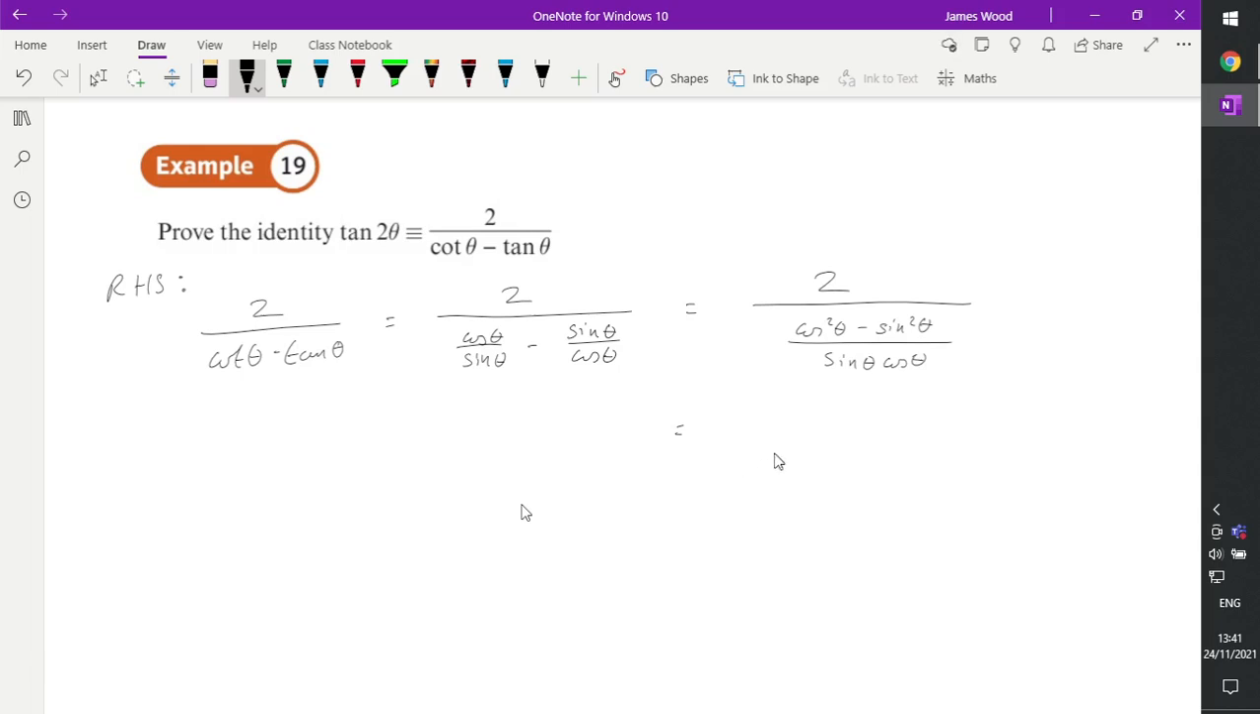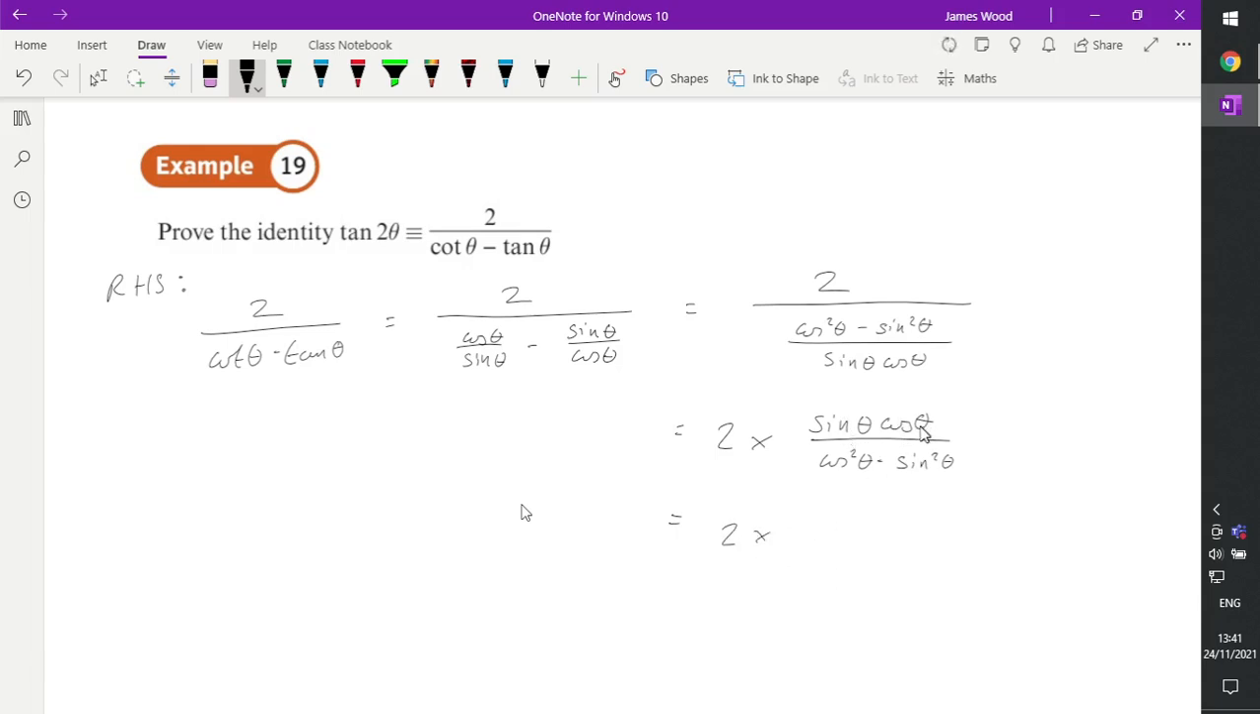Okay. Now, I'm not really a fan of having fractions on the bottom of a fraction. This is starting to look a bit silly, so I'm just going to rewrite it. 2 divided by this is the same as 2 times 1 over this. So that would be 2 times sine theta cos theta over cos squared theta minus sine squared theta. Okay, so dividing is the same as timesing by the reciprocal. Now hopefully the top of this fraction and the bottom of this fraction are jumping out at you as being some double angle formulae.